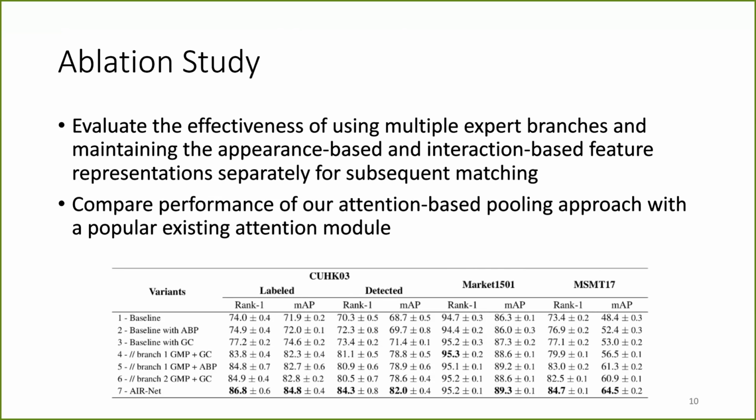We replace our attention-based pooling with a global context block, and it gets worse results. And we also tried different variations of the global pooling, for example, with and without the global pooling in the second branch. But you can see that our architecture has the highest performance, AirNet.